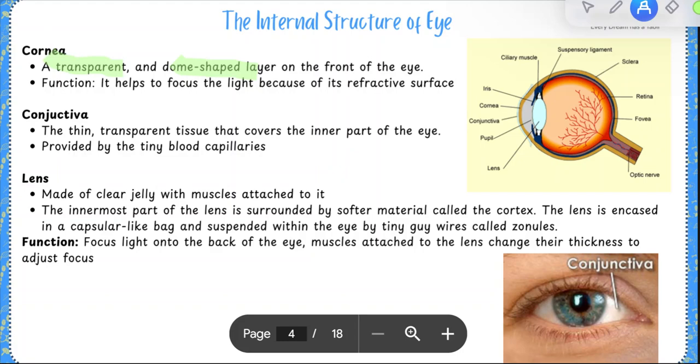तो cornea की जो surface होती है वो refractive होती है और इसकी वजह से वो light को focus करवाता है. You have the conjunctiva, which is a thin, transparent tissue that covers the inner part of the eye and it has a lot of tiny blood capillaries.